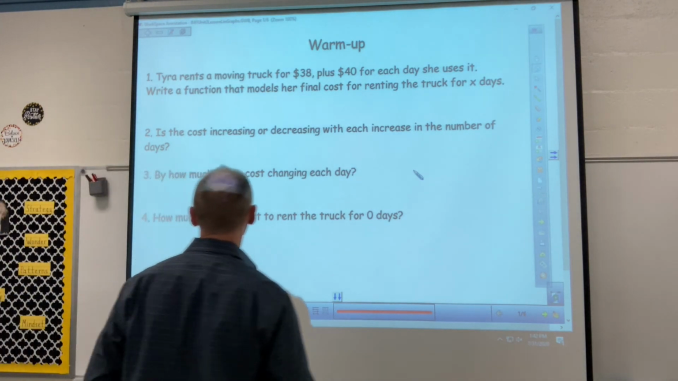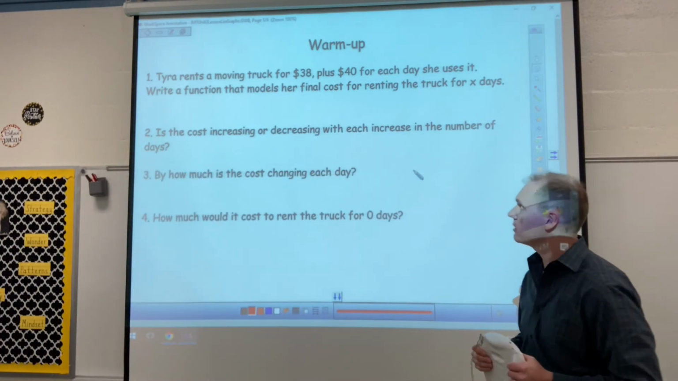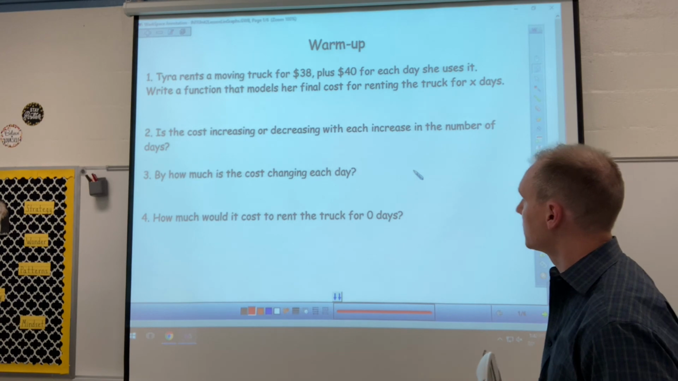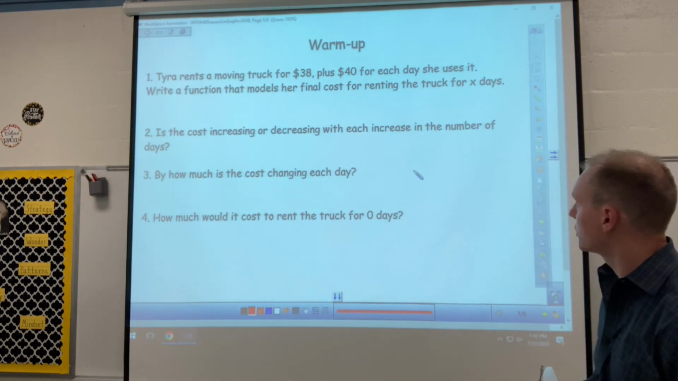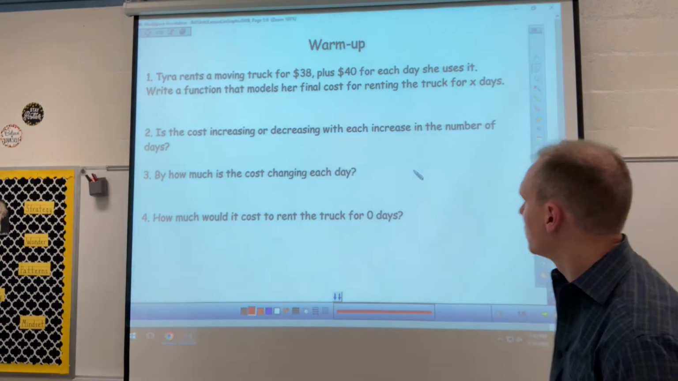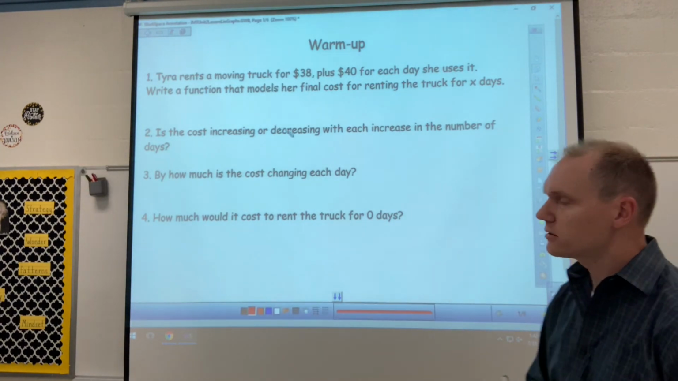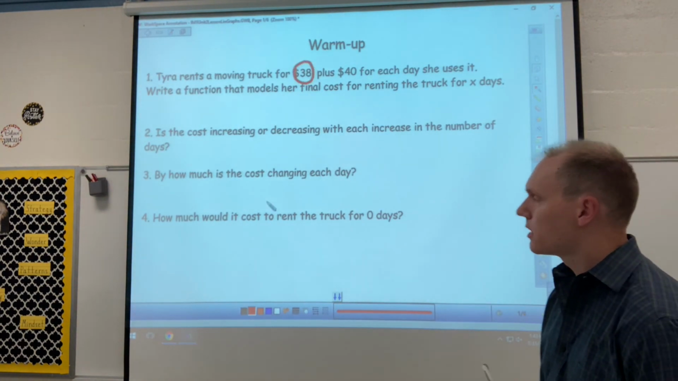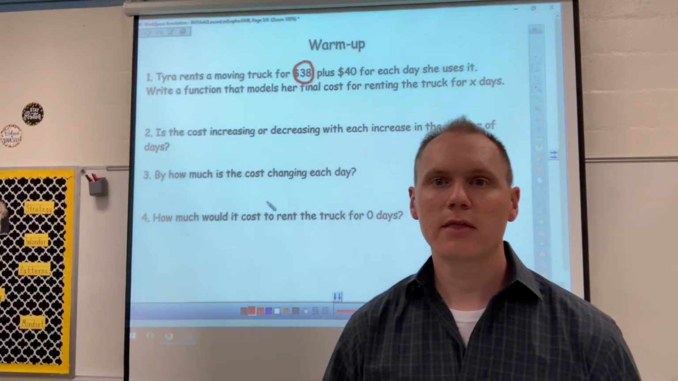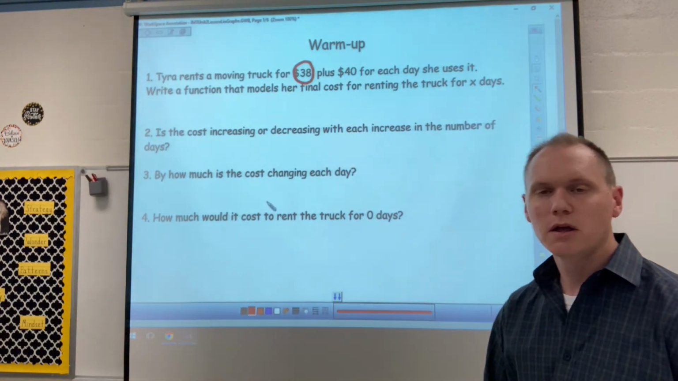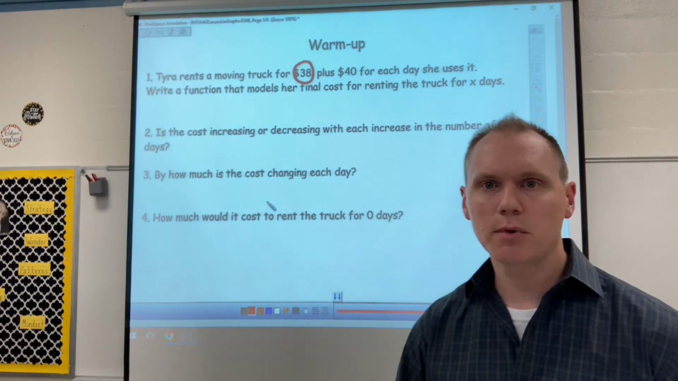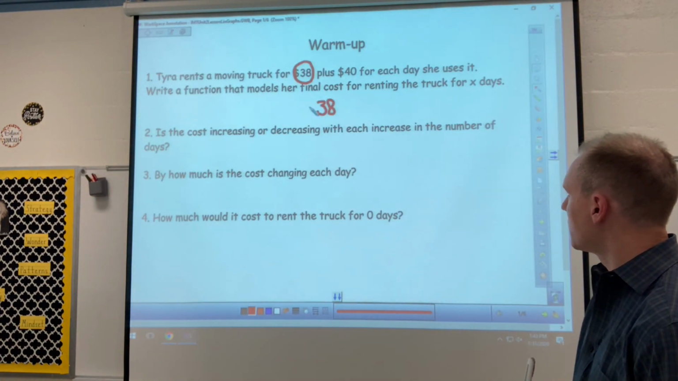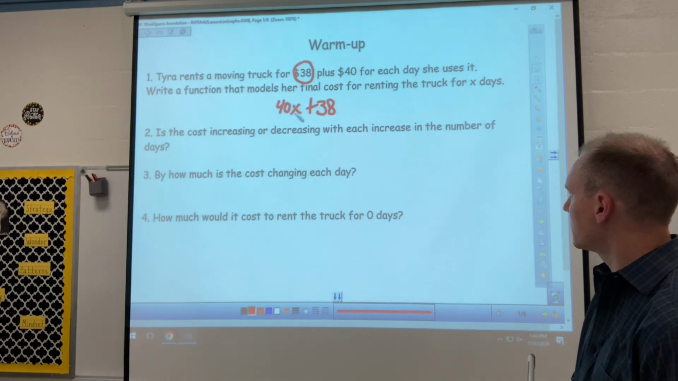Okay, so in this particular situation, Tyra rents a moving truck for $38, plus $40 for each day she uses it. Write a function that models her final cost for renting the truck for x days. And so, as we've talked about before with writing linear functions, we always want to start with that constant amount that doesn't change no matter how many days we use it, right? That $38 stays constant. It's our starting amount, right? If we rent the truck for 0 days, no time at all, we would still pay $38. So $38 plus 40 times x.